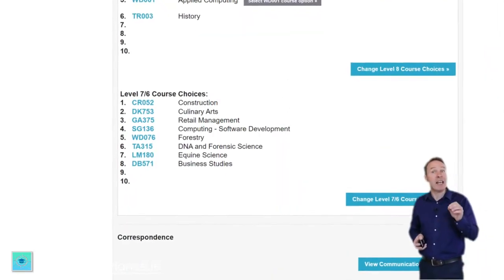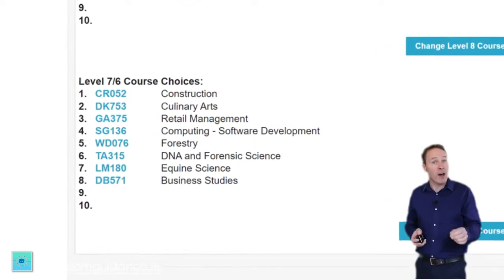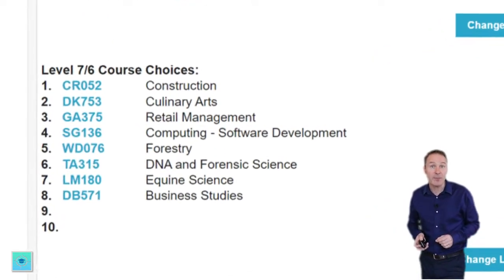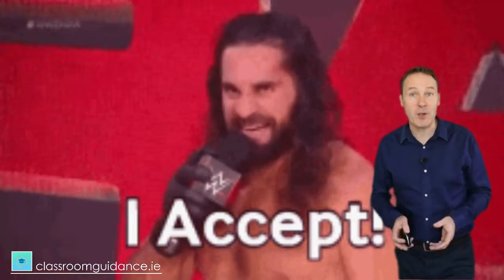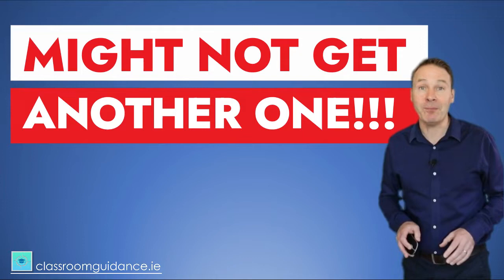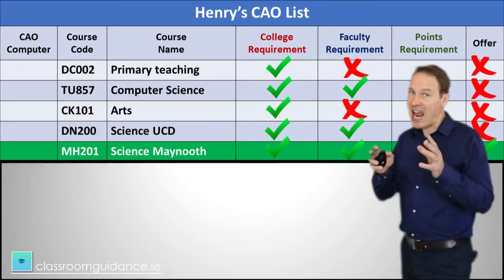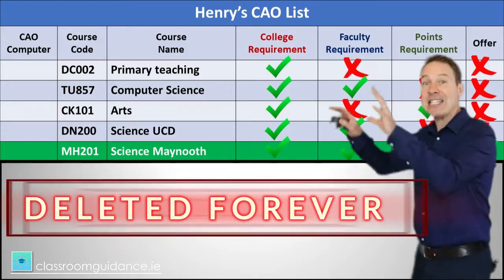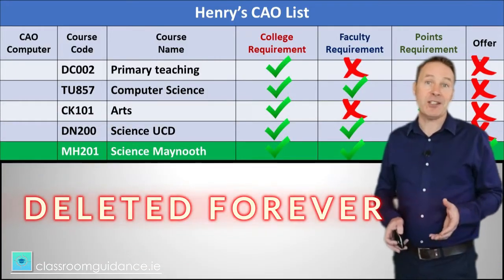If Henry filled in the level 6-7 list, he will get an offer in this list too, provided he satisfied the 3 criteria. It's time to celebrate, and Henry should accept one of these offers because he might not get another one. Back to the list. And something to take note of here is that every course below this offer is now deleted off the system forever. What about round 2 offers, I hear you say?